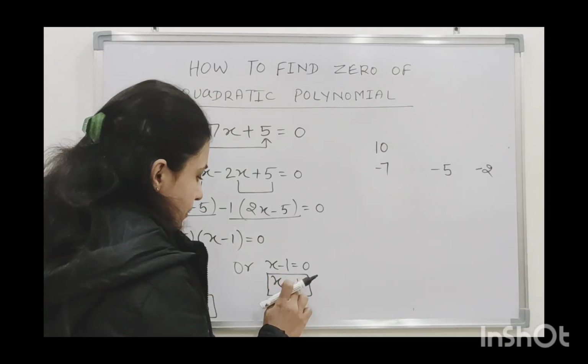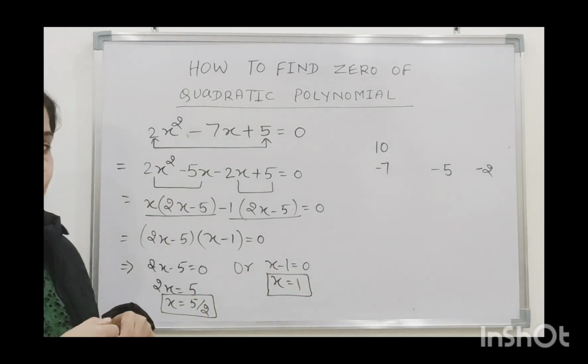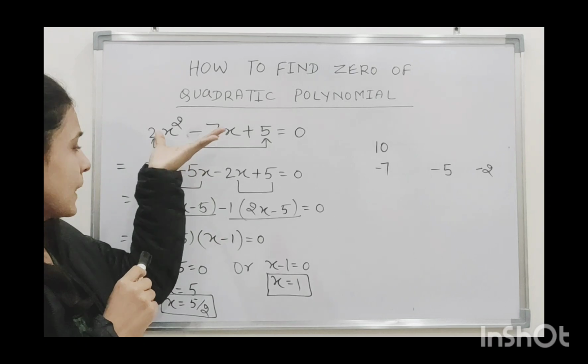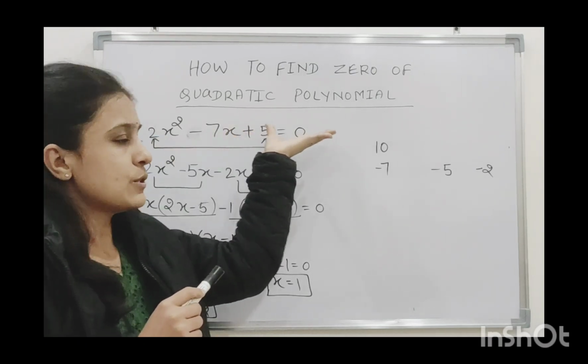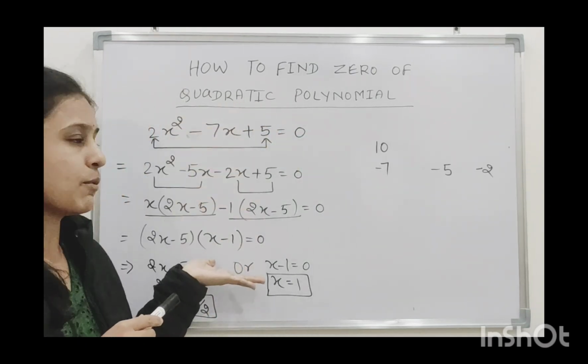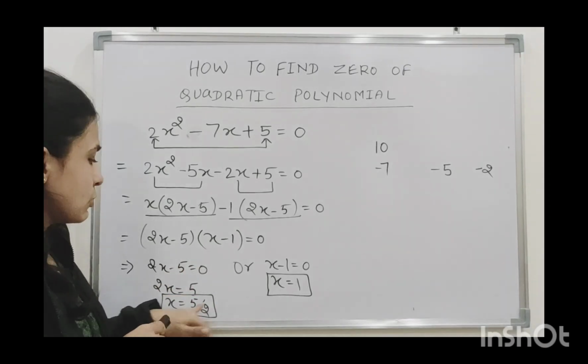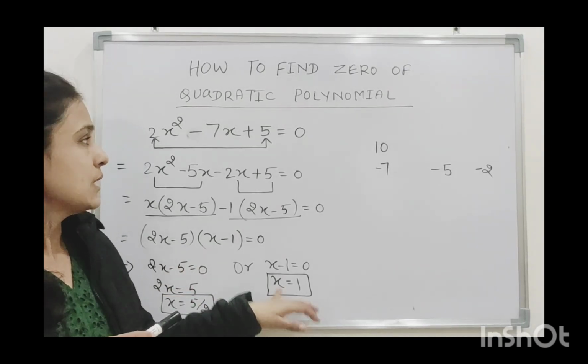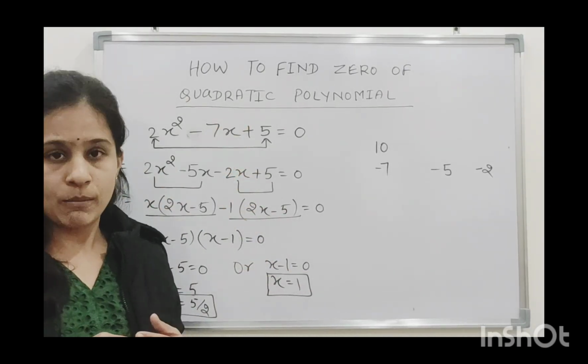So what is the process? In short, we have to put the given polynomial equal to 0, and then we have to solve that polynomial for x. We will get two values of x, that are called the zeros of the quadratic polynomial.